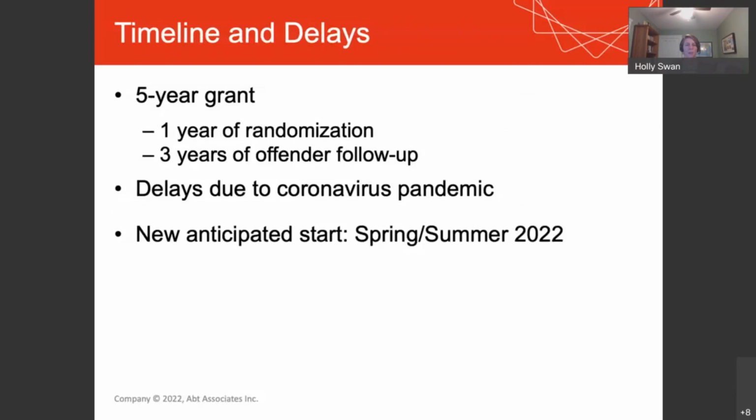And finally, this is a 5-year grant. So we are planning 1 year of randomization and enrollment into the RCT, and then we will be following the participants for 3 years in order to have enough time to observe our outcomes.